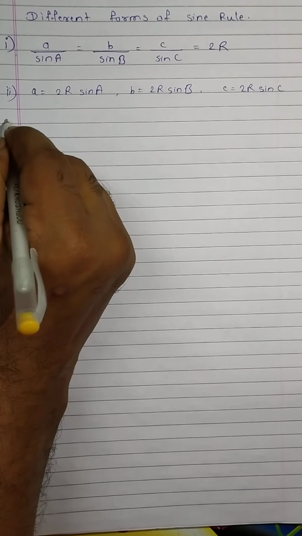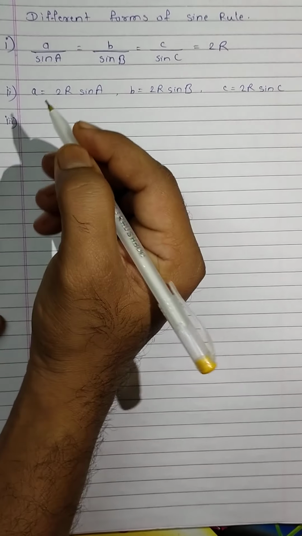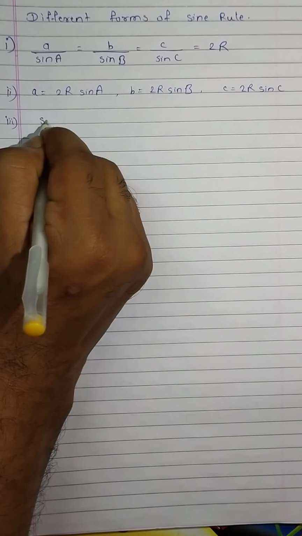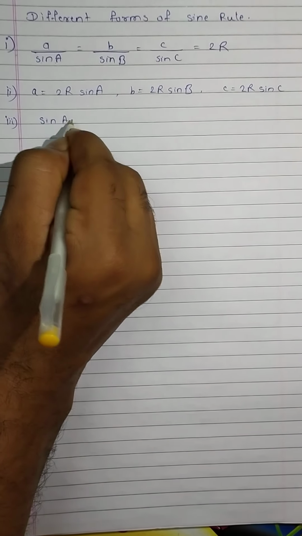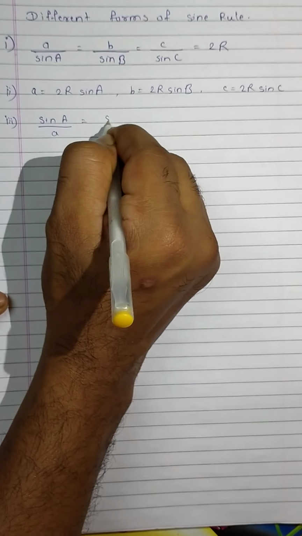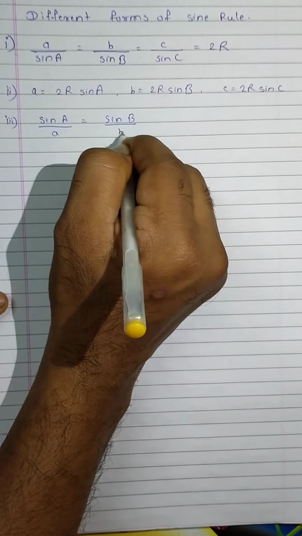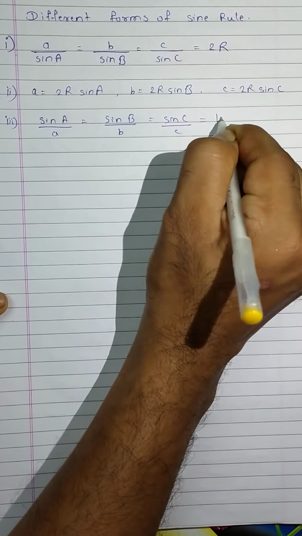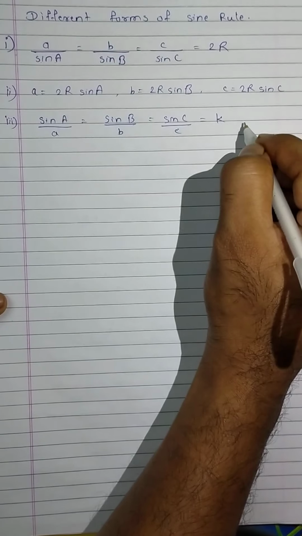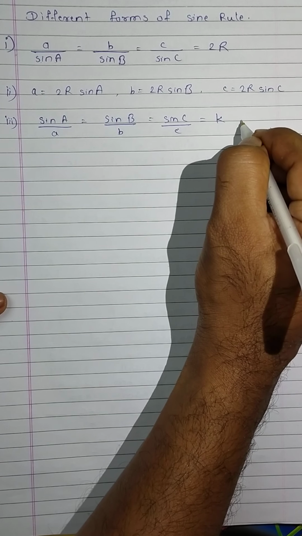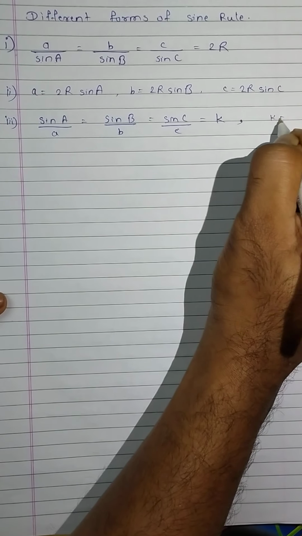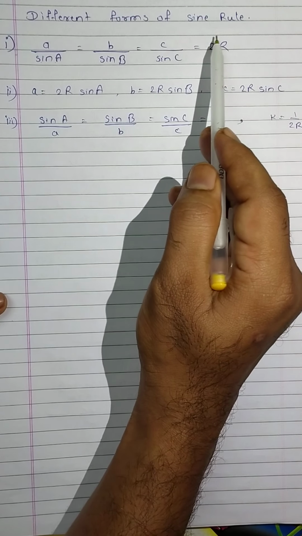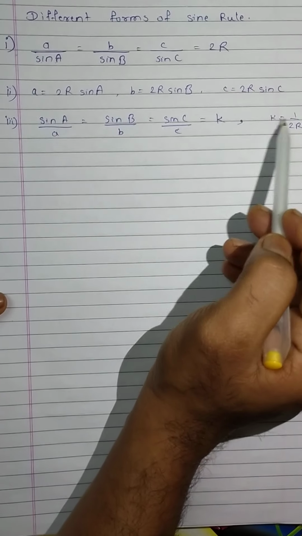If you consider that 2r as an arbitrary constant k, we can write this as a reciprocal: sine A upon a, sine B upon b, sine C upon c is equal to k, where k in this case is 1 upon 2r. So the standard form has become a reciprocal, and 1 upon 2r we consider as k.